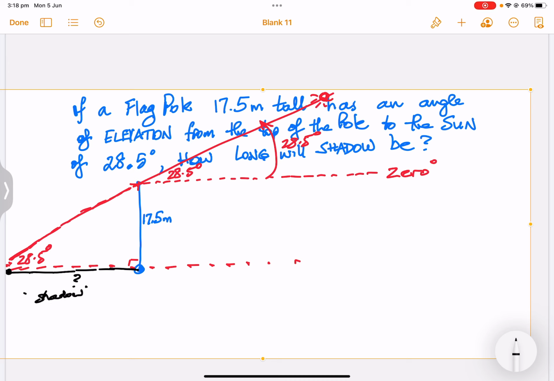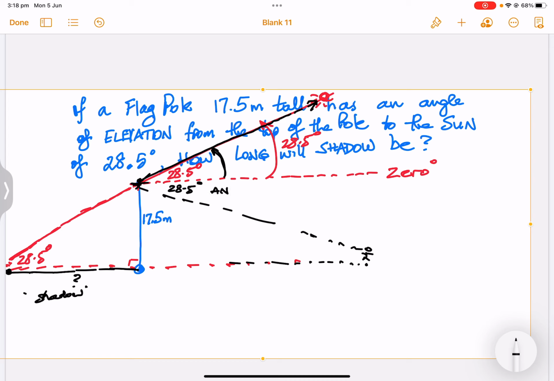So here we go. There's a few things here. The angle of elevation is from the top of the pole up to the sun. That has a 28.5 degrees angle of elevation. The angle of depression would be the other direction. From the top of the pole, the angle of depression of 28.5 degrees would be looking down, and sometimes there might be a person standing at a distance from the flagpole.